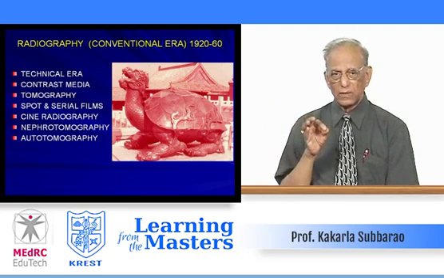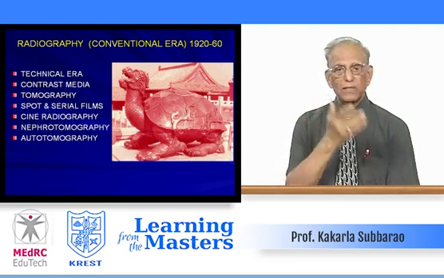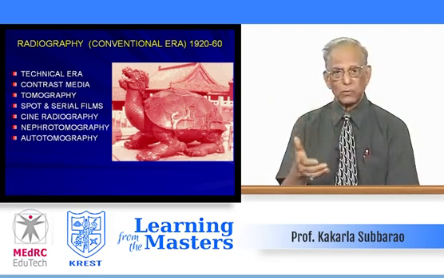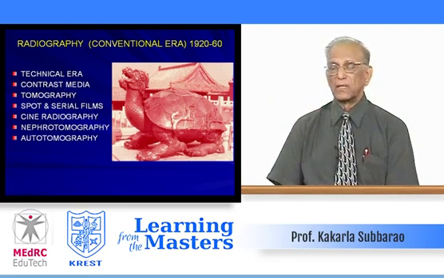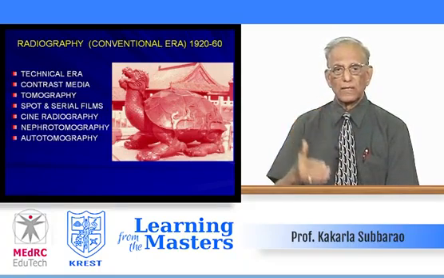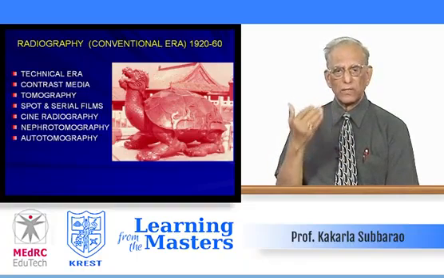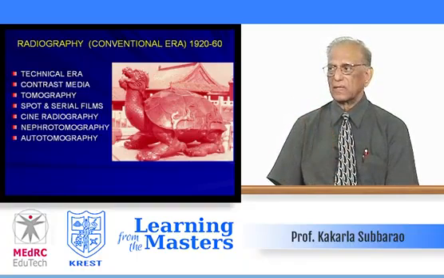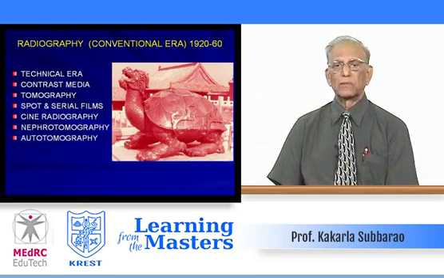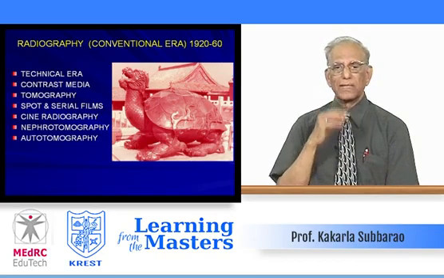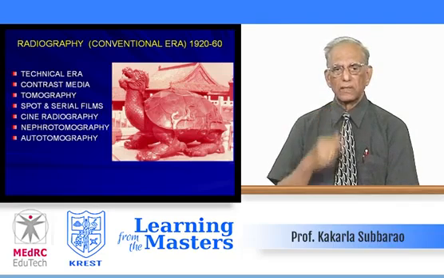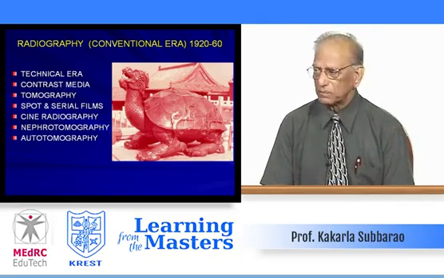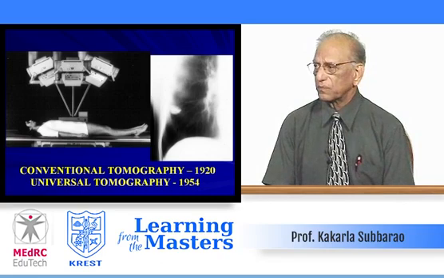Again, if you see this on fluoroscopy, you may not catch it on radiography by the time it is delayed. So spot and serial film radiography, cine radiography to study the dynamic physiology of the urinary, GI and other tracts, nephrotomography and autotomography, not using the machine but using the movements of the head and neck, for example. By oscillating the mandible, you can study the C1, C2 joint, odontoid process.